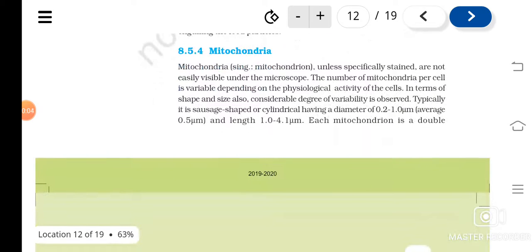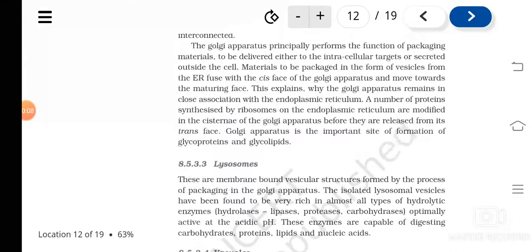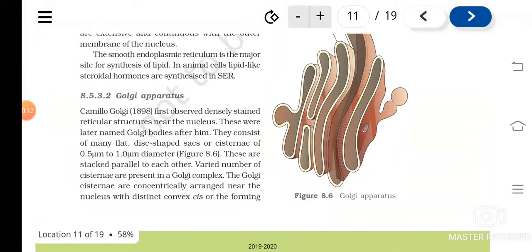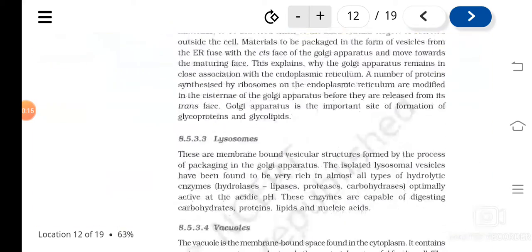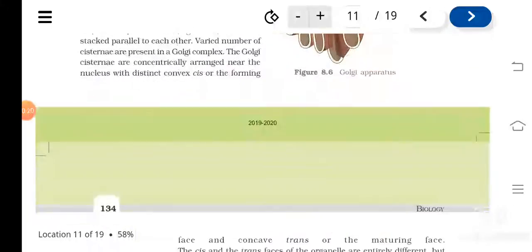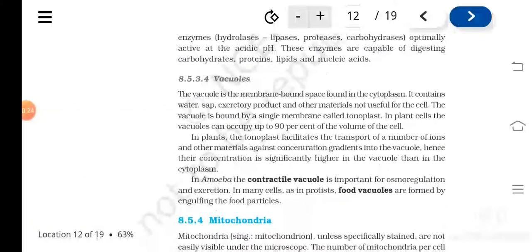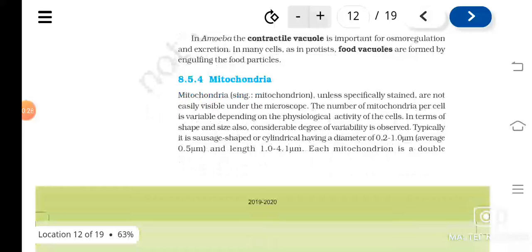So, in the previous classes, we have seen the endomembrane systems. The endomembrane system includes what? Golgi apparatus, lysosomes, endoplasmic reticulum, isn't it? And vacuoles. Now we are going to study some other organelles like mitochondria.